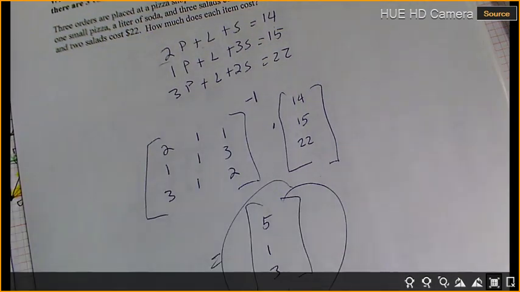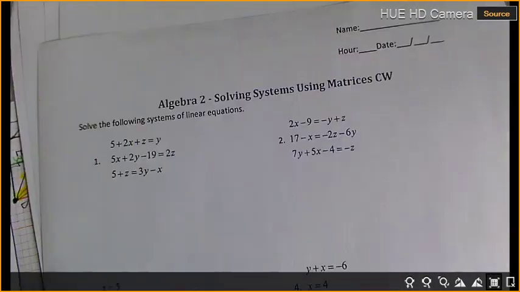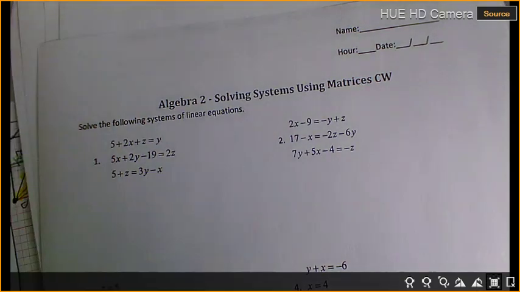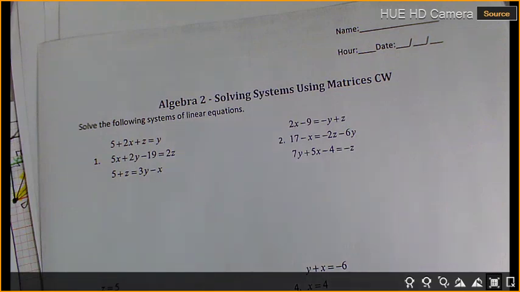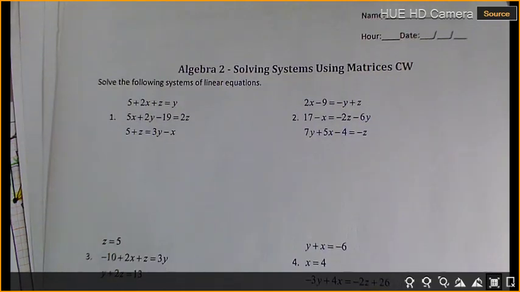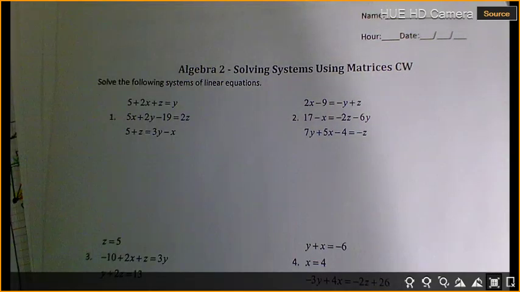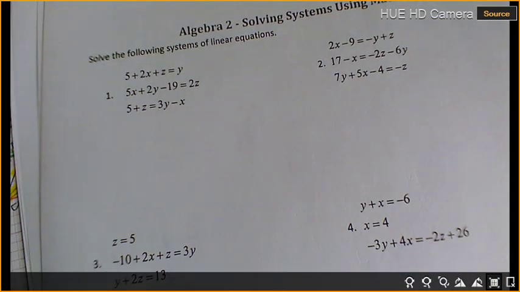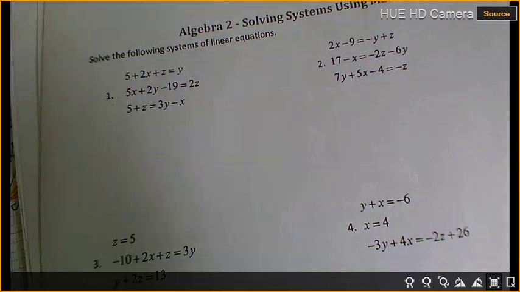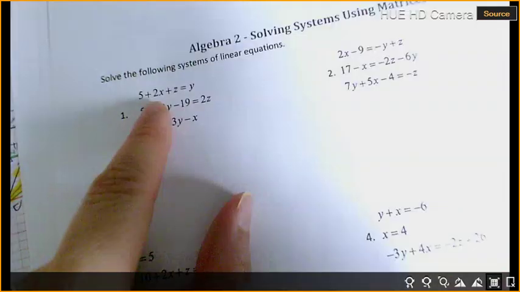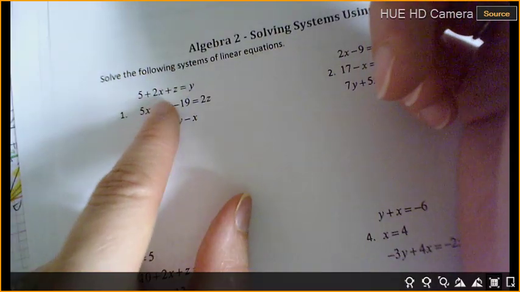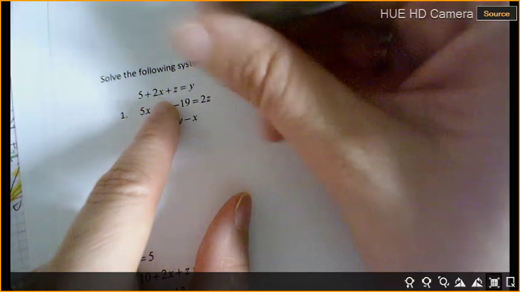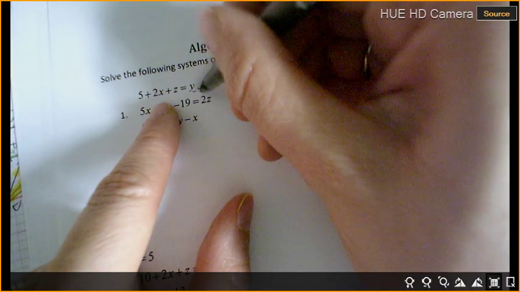Oh, here we go. Okay, we're going to look again at setting up and solving matrices. So the first thing we need to do, you guys remember? They have to be in what kind of form? Yes. Standard form. For them to be in standard form, remember it's like alphabetical order. So let's fix this first one. We're going to have to subtract y from both sides.